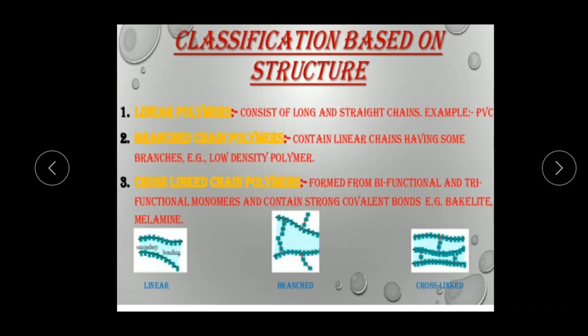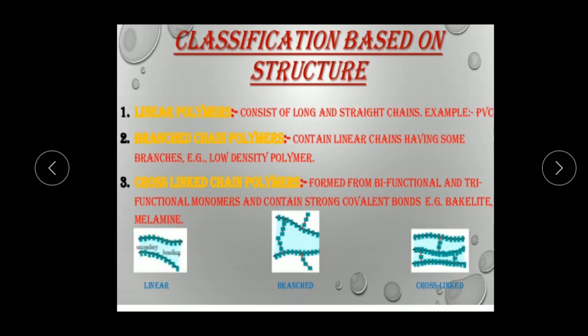Let's move on to the classification based on structures. Linear polymers consist of long and straight chains, for example PVC, polyvinyl chloride. Here we have a figure. This figure indicates a linear polymer. As we can see, this is a long straight chain. A number of molecules combine together to form a long chain. So this is called a linear polymer.